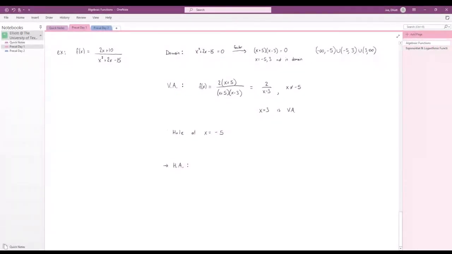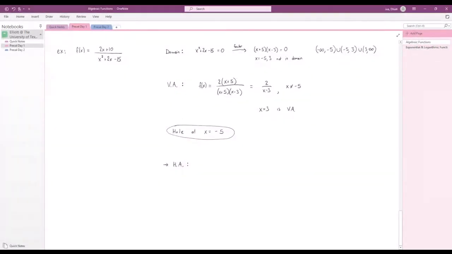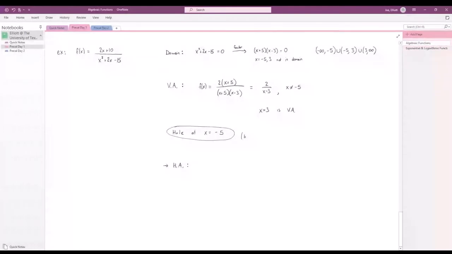And so we have a hole instead of a vertical asymptote because of the sort of cancellation that was going on in the numerator and denominator. So when there's a cancellation, that means it's going to be a hole.